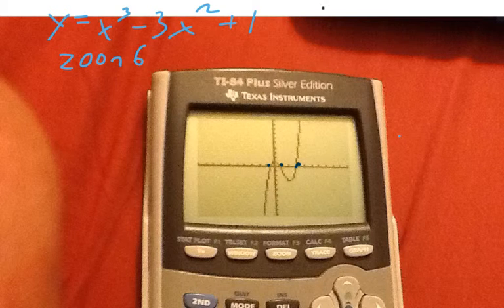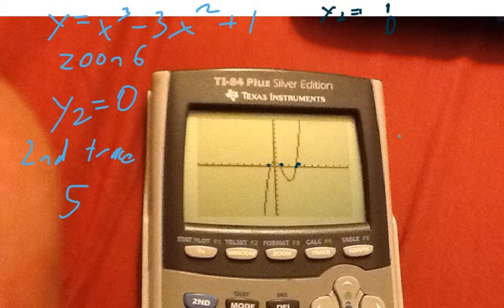So what I'm going to do is in y2, I'm going to plug in 0. So y2 equals 0. And so when I do that, I'm going to be able to find out the intersection. To find out the intersection, we do second trace 5, and then we hit enter twice. So I'm going to write down enter, enter, and then after you hit enter twice, it's going to say guess.